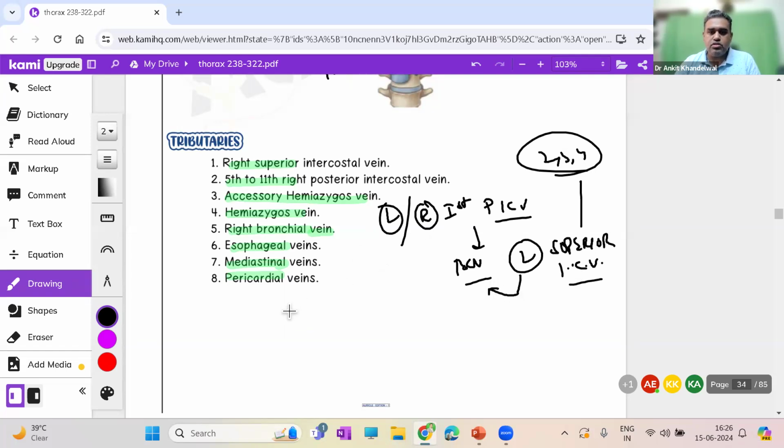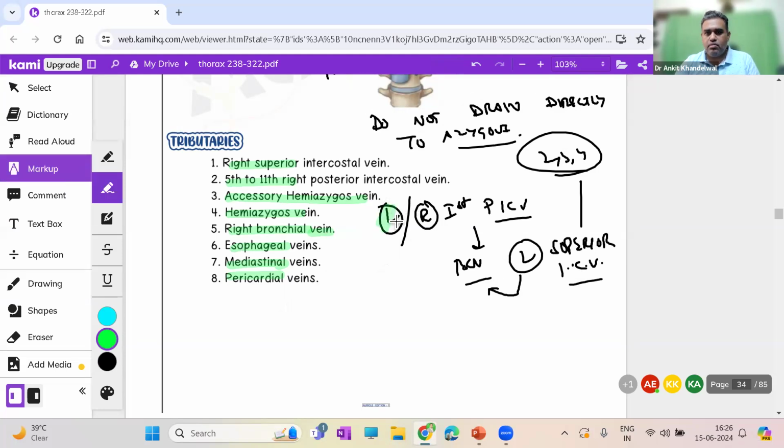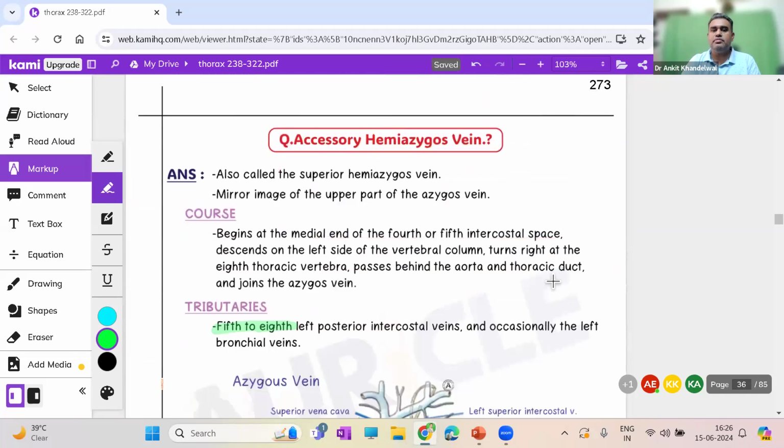These are the veins which do not drain directly to azygos. Are these few veins over here? On both sides, you have the first posterior intercostal, the supreme, and on the left side, you have the superior intercostal veins. Do remember this part. Okay, it has come as a question.